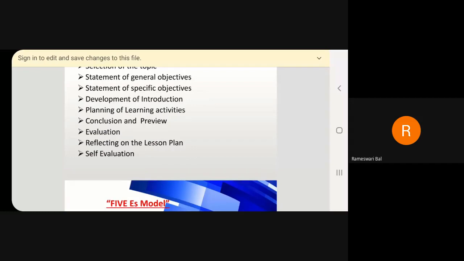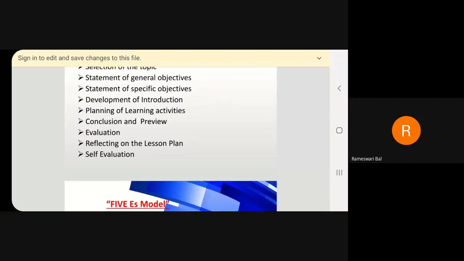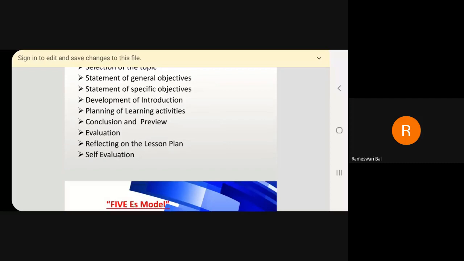Suppose 45 minutes is there for me to present in the class, so I can divide that 45 minutes into three parts: introduction, presentation, and evaluation. So introduction, as I told you, will speak to how we are going to present. So introduction must be a very important part, or we have to take it as that much important for my class.